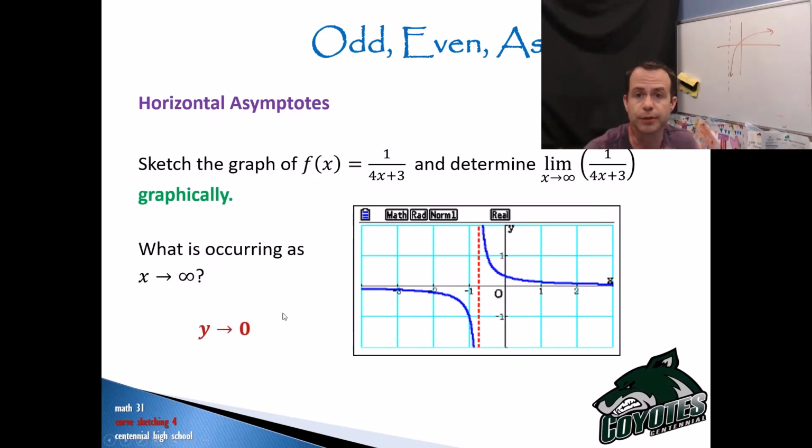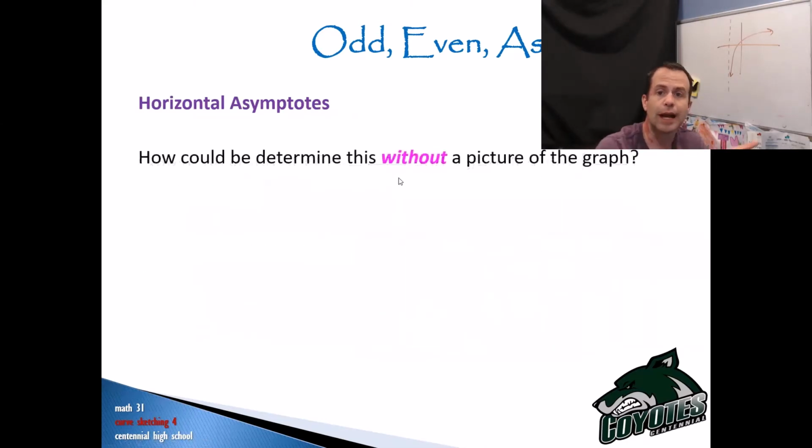So y approaches 0. Okay, now how could we determine this without a picture of the graph? Well, here's why I said this should sound familiar. We already did this, right? When we did sequences and series, when we did the sum of a geometric series to infinity, we talked about finding horizontal asymptotes. And what we did was we divided by the largest power that we saw in the denominator.